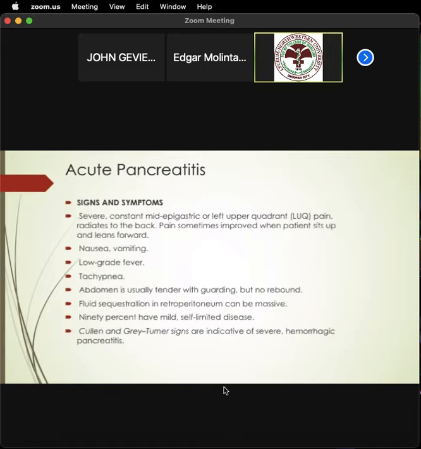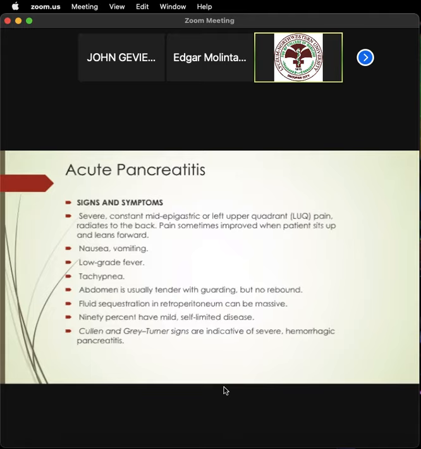Okay, let's proceed with the signs and symptoms. Okay. The pain in acute pancreatitis is very severe, and it's located in the mid-epigastric area or sometimes onto the left upper quadrant area, which always radiates to the back. Okay, that's very important. The radiation is going to the back, in order to differentiate it from the other abdominal pain. Okay, and most of the time, your patient will tell you they want to sit and lean forward because it quite relieves the pain.